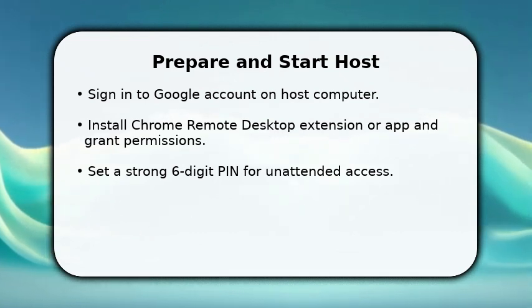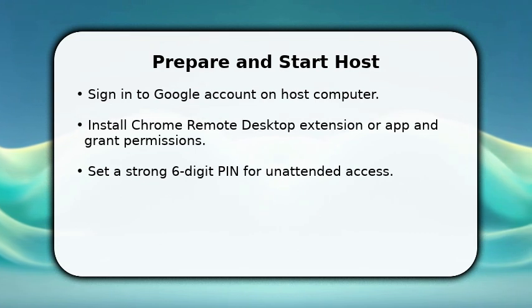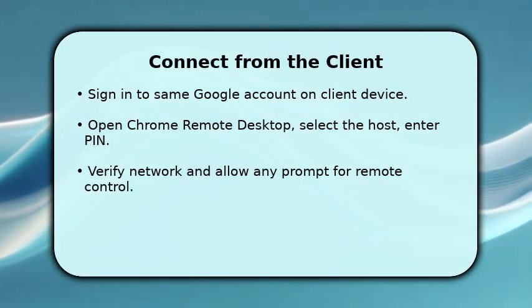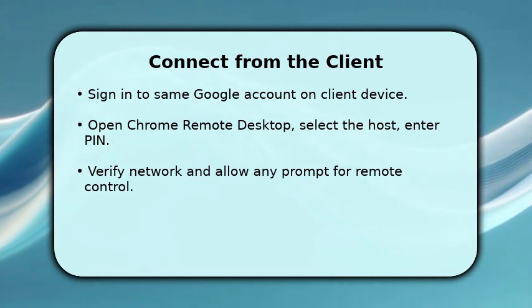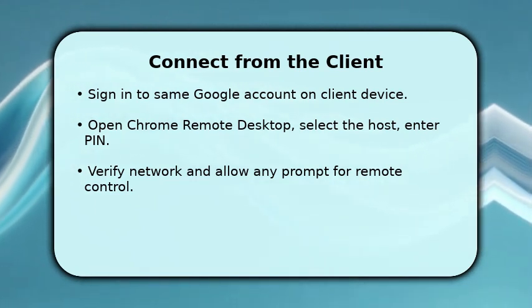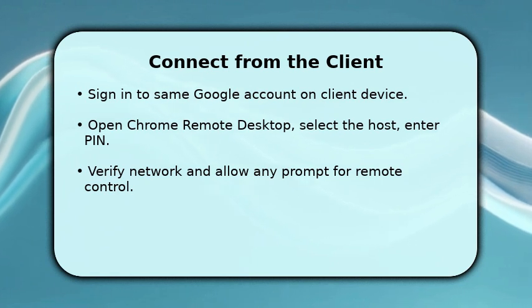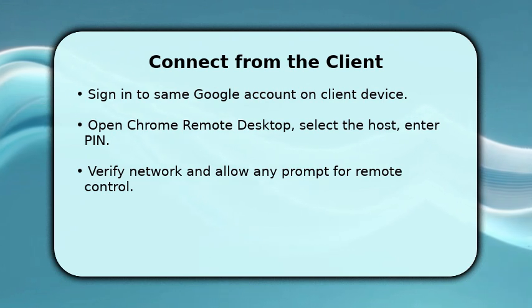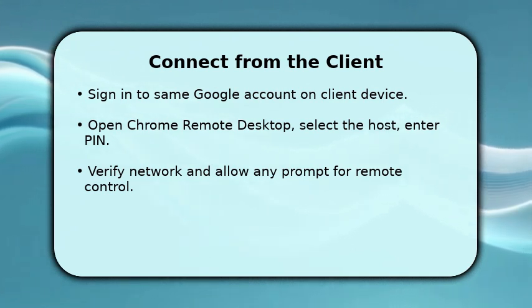On your client device, sign into the same Google account, open Chrome Remote Desktop or the web app, and you'll see the host listed. Select it to start a session. When prompted, enter the 6-digit PIN you set earlier to authenticate the connection. Make sure the client's network allows outbound connections and that any firewall or antivirus permits the Chrome Remote Desktop process.